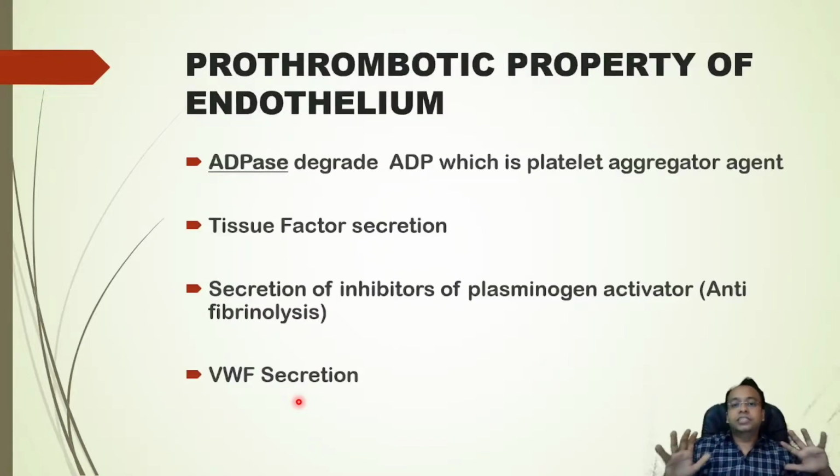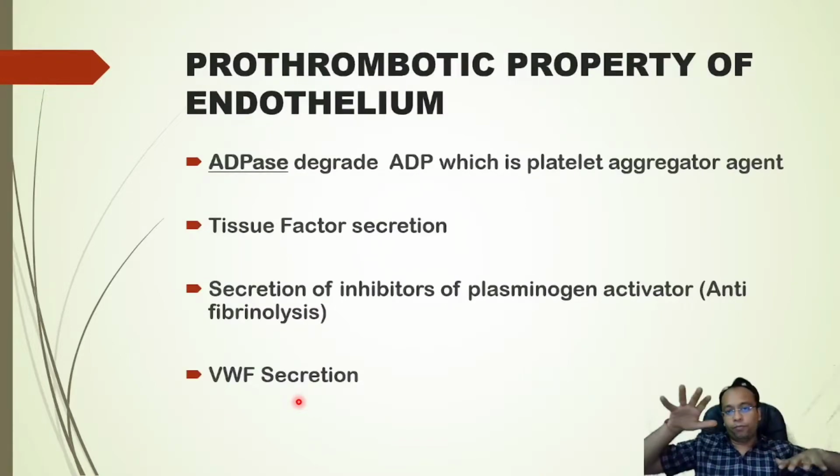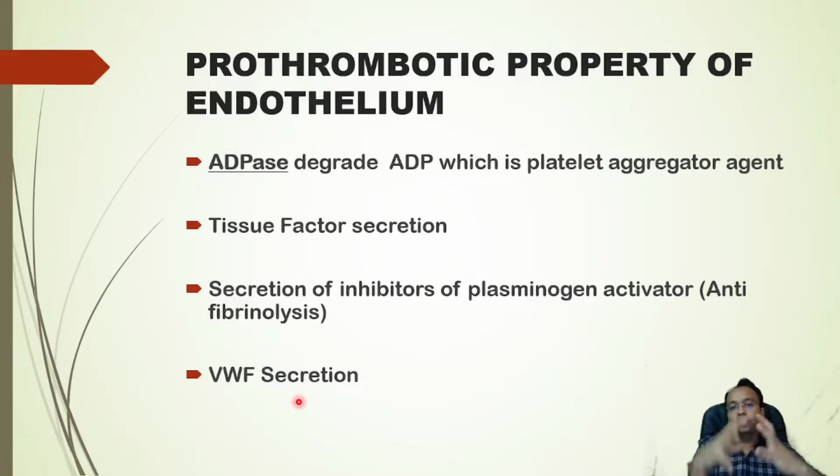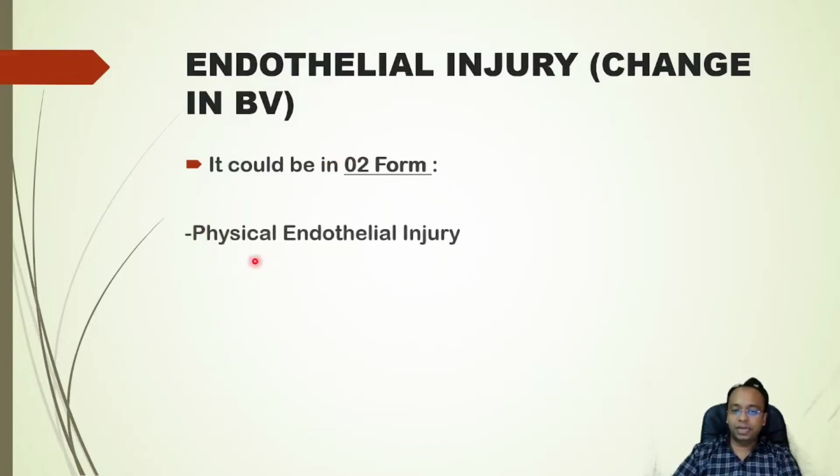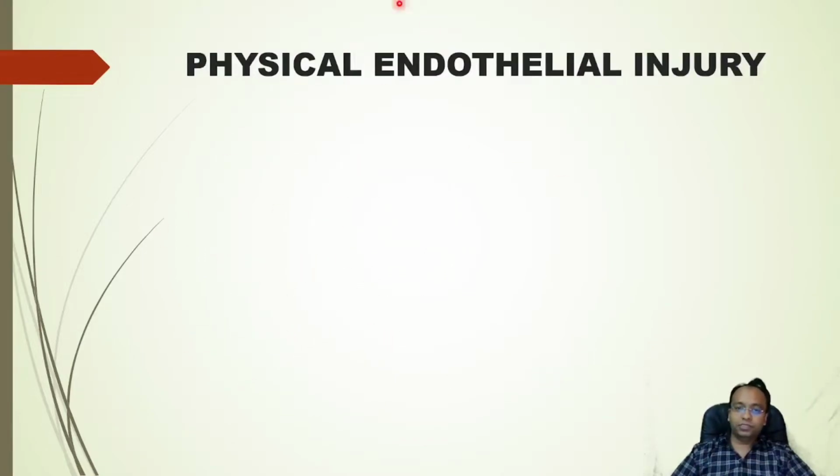So now you can understand that if the balance of prothrombotic and antithrombotic properties of endothelium is disturbed, then thrombosis can form. So endothelial injury is the most common cause of thrombus formation. It means a change in a blood vessel. And endothelial injury can be of two types. One is physical endothelial injury, and the second one is endothelial dysfunction. All right. So first, let's see how physical endothelial injury occurs.